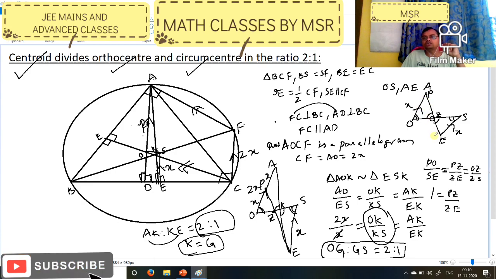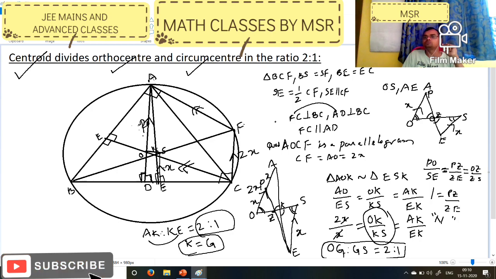As PE is a diameter of the circle, what will be the midpoint of the diameter? It will be the center of the circle. That means Z is the center of the circle, which is the 9-point center. The 9-point center we use to denote by N. That means N is the midpoint of PE. So that means OZ by ZS is also 1, we got. OZ by ZS is also 1. That means Z is nothing but our 9-point circle center.